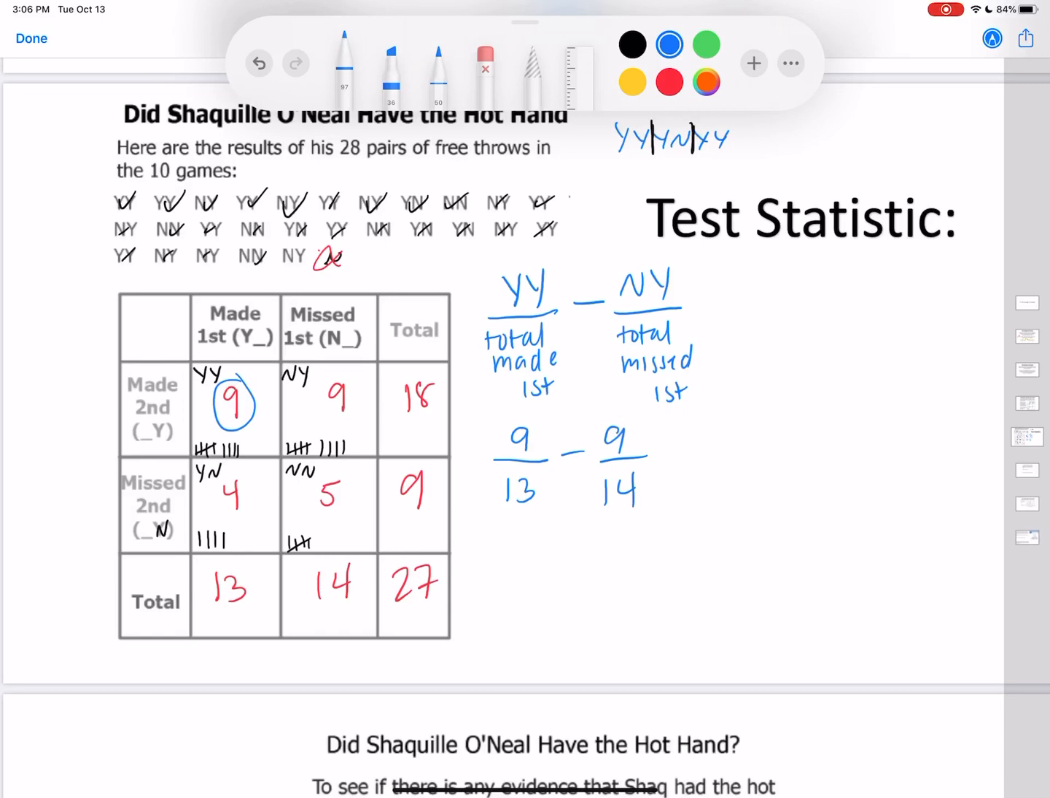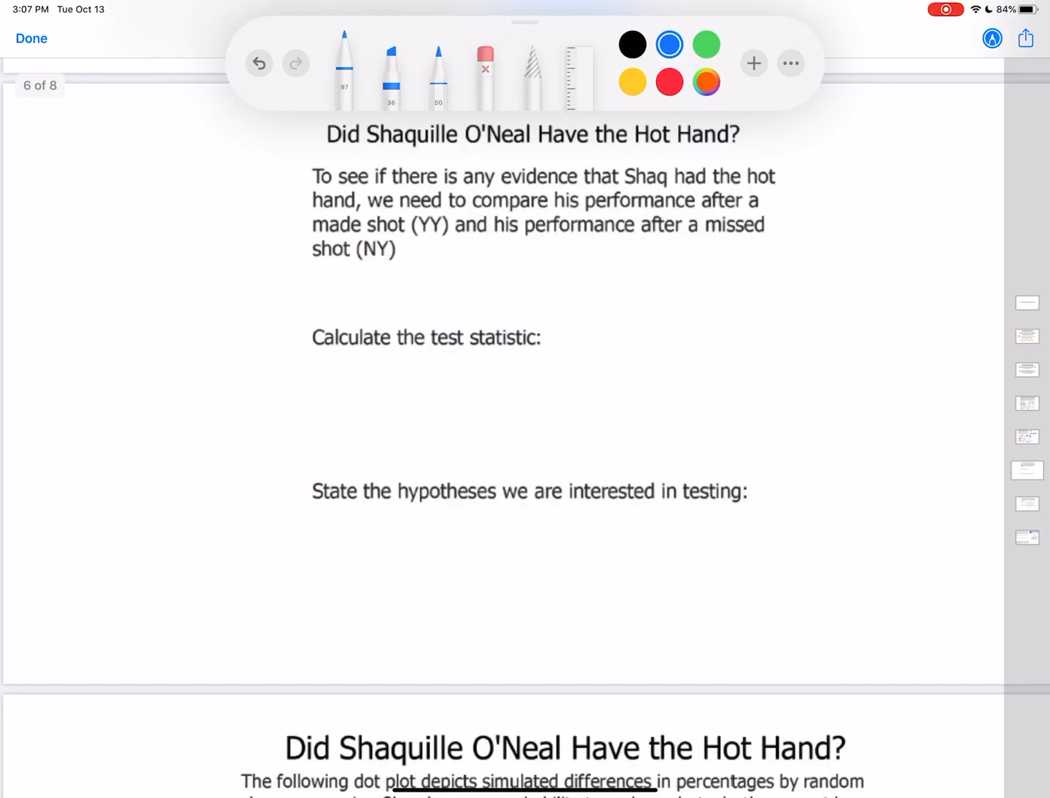And you calculate that percentage by taking 9 divided by 13. That's going to give me 69.2%. And I'm subtracting 9 divided by 14, which is 64.3. When you subtract those two values, you'll end up getting 4.9. So he performed 4.9% better after he made the first shot in this given scenario. Okay, so that is my test statistic. We found 4.9%.